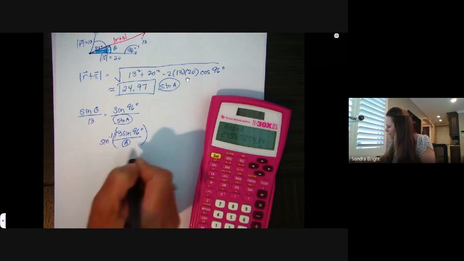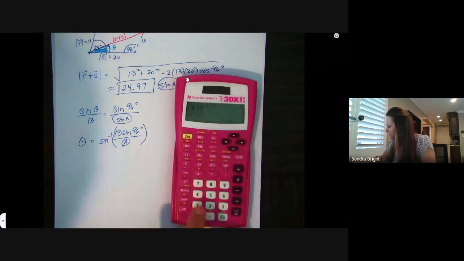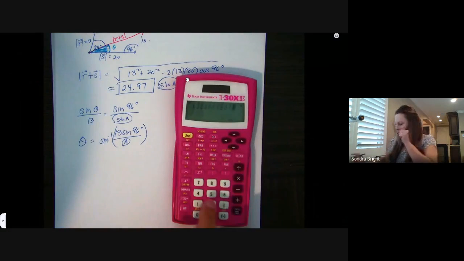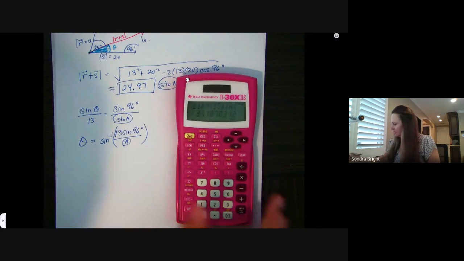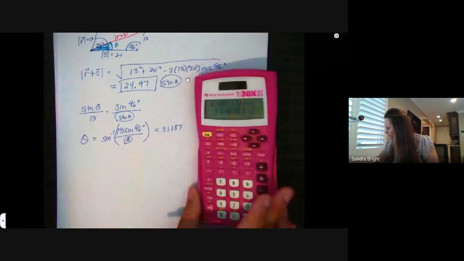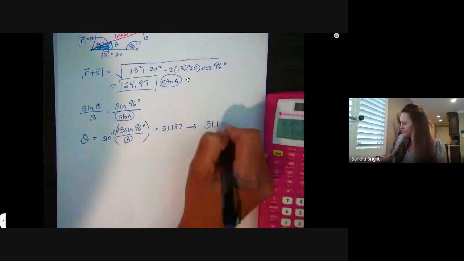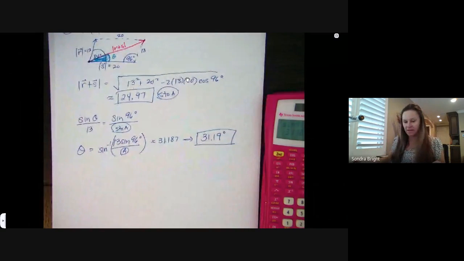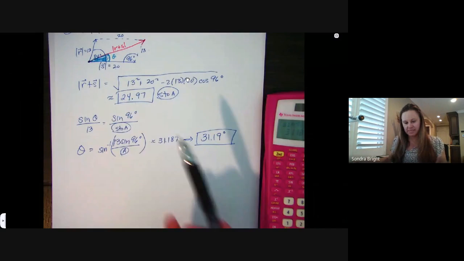And when you put that in, inverse sine of 13 times sine of 96, in parentheses, divided by my stored A value, I get 31.187. And so that rounds to 31.19 degrees. Okay, so that was number 8. R plus S was this, and the angle it made with S is that.